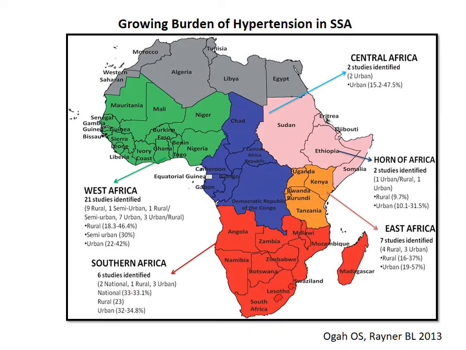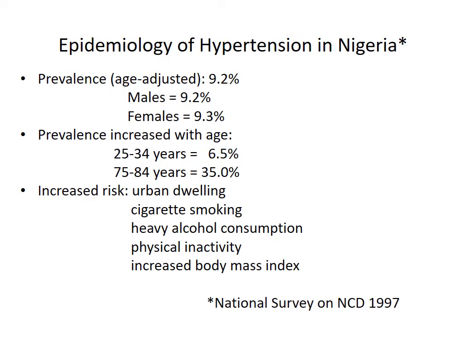And this is a diagram obtained all over Africa. I don't have time to go through all the details, but it shows that hypertension in rural areas varies between 18 to 30 to 46% in West Africa. In urban areas, it goes between 22 and 42%. And you can have that for South Africa, East Africa, Central Africa. It just shows that blood pressure is much higher than what was quoted in the past. And this is a reflection of the changing pattern of diseases.